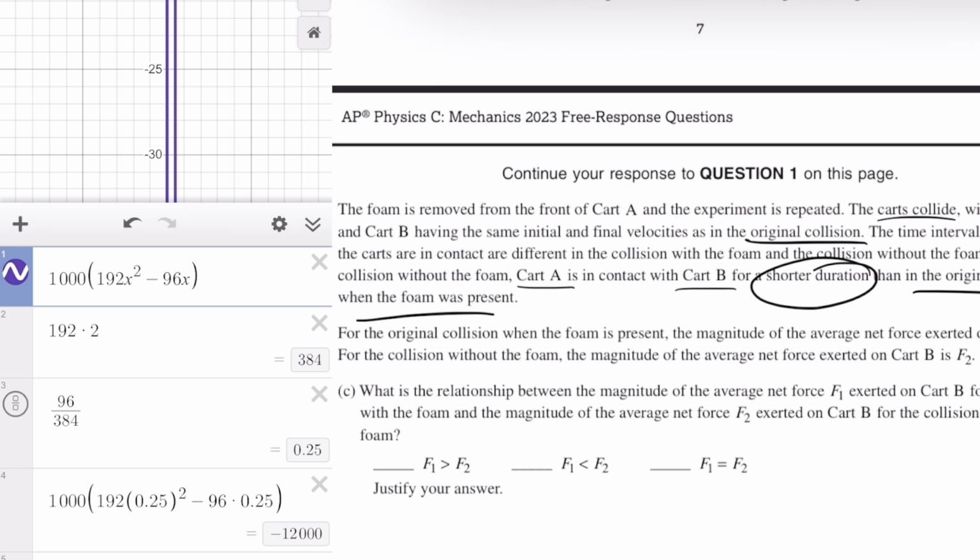Well, naturally, yeah, because when the two carts hit, it's almost an instantaneous collision. But the foam makes them connect for a little bit longer. So here it's saying that with the foam, the carts collide for a longer time. Without, they collide for less time. So for the original collision when the foam was present, the magnitude of the average net force exerted on the cart is F1. For the collision without the foam, the magnitude of the average net force on the cart is F2. So on cart B, right? What is the relationship between the average net force F1 on cart B for the collision with the foam and the magnitude of F2 without the foam?